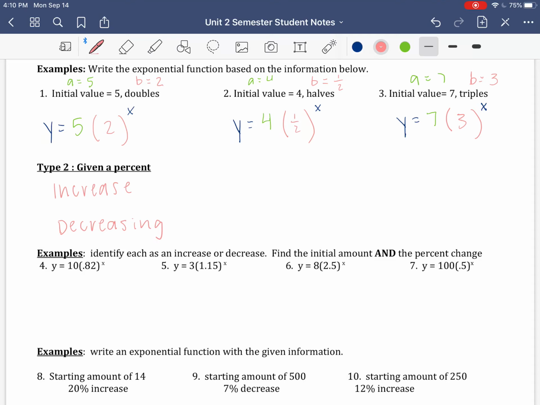If it should be increasing, to find your B value, you would take your percent and add it to 100, whatever percent you were given. That's going to give you a B value over 1, which is ultimately what we're trying to create so that we make sure our equation is actually growing.